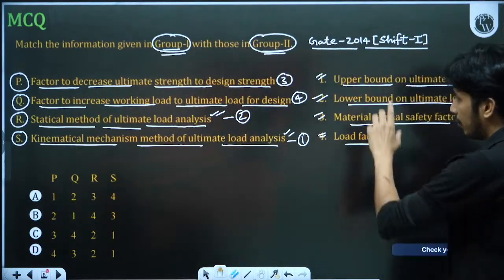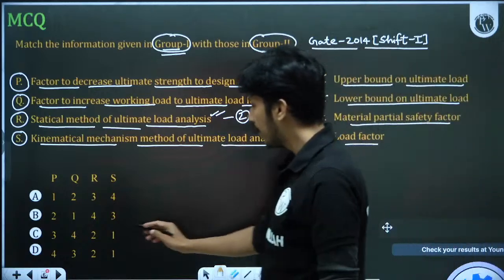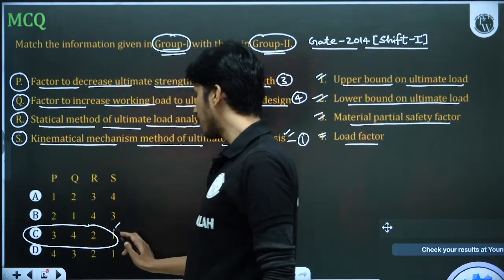Okay. So 3, 4, 2, 1. 3, 4, 2, 1 is given in the C part. Now let's see how many students have given this answer.